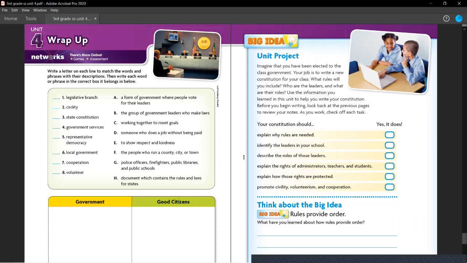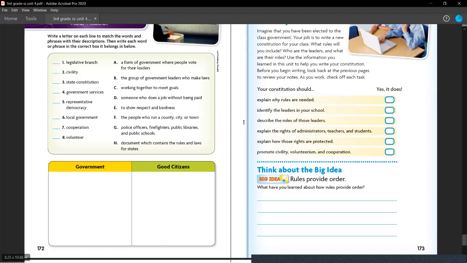And in the bottom, we have a section that's titled Government and Good Citizens. So write each word or phrase in the correct box that it belongs in. So these, from numbers 1 to 8, you're going to write them either in the government box or the good citizen box, depending on which group or category they fit into.